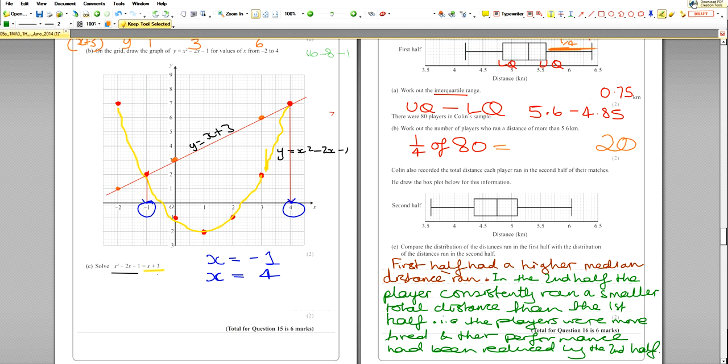Okay, everything in context of what we're actually talking about. So we made a statement and we kind of explained it as well.